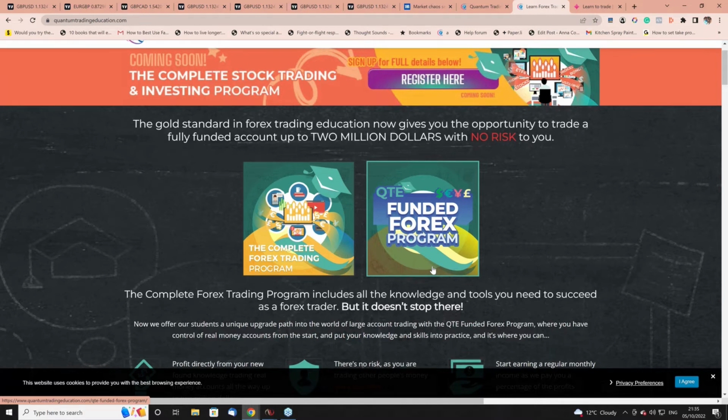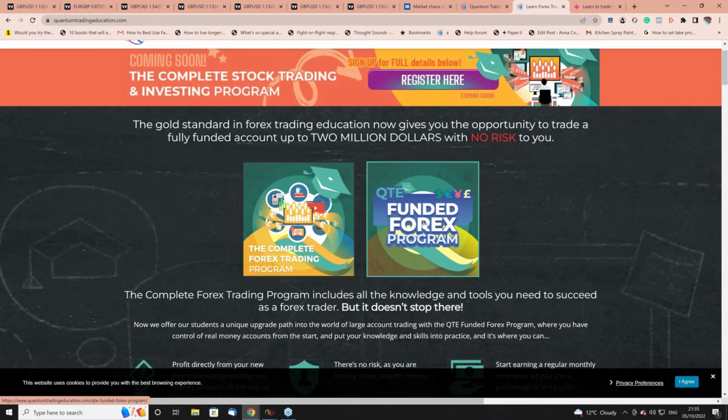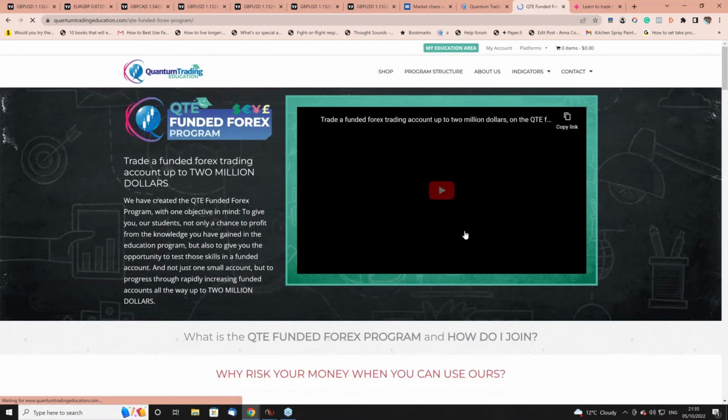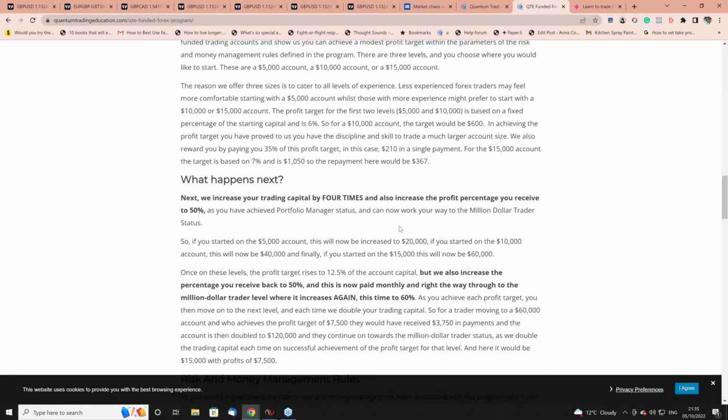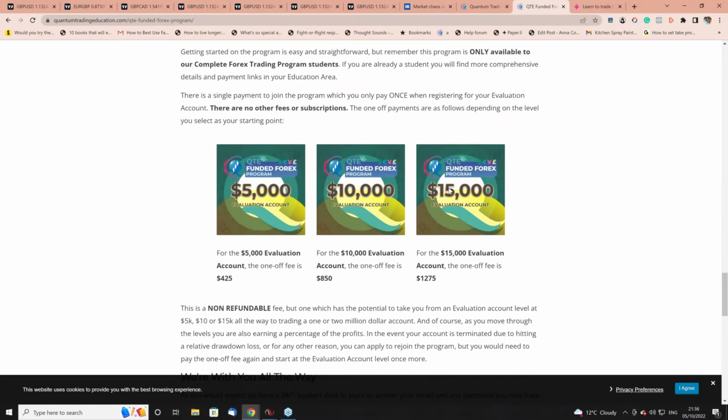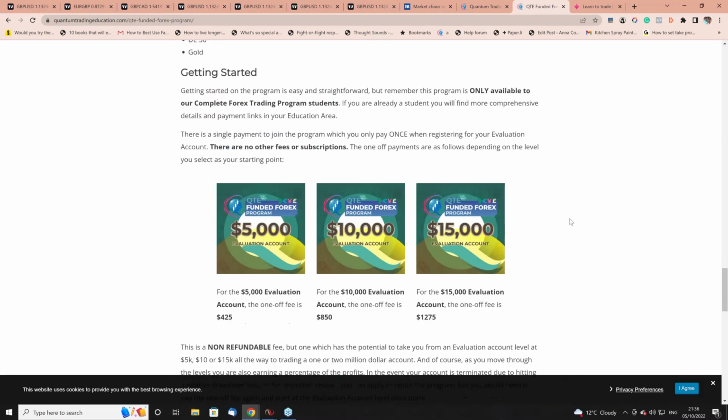And the way it works is very simple. You can start at one of three levels. You can start with a 5,000, 10,000 or 15,000 account. Here we are down at the bottom. It's what we call the evaluation level. Those are the fees down there, the entry ticket. That's it, it's a one-off fee. You then have access to the funds. It's on MT5.